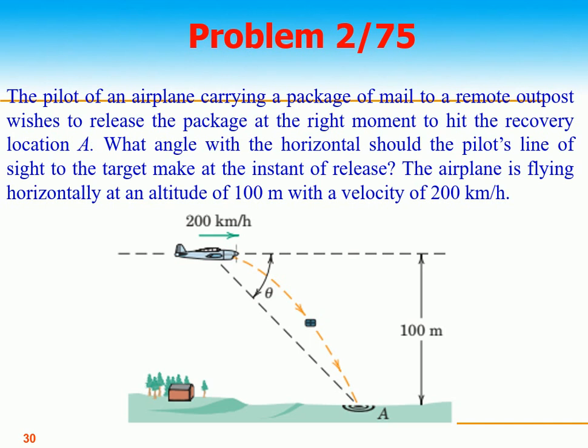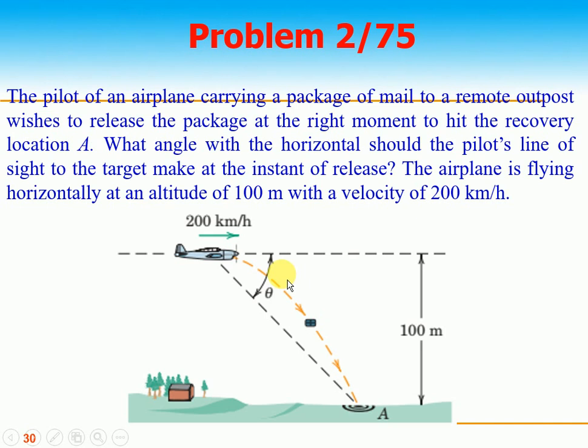Now the next problem which I have selected to solve is 2-75. The pilot of an airplane carrying a package of mail to a remote outpost wishes to release the package at the right moment to hit the recovery location A. What angle with the horizontal should the pilot's line of sight make?